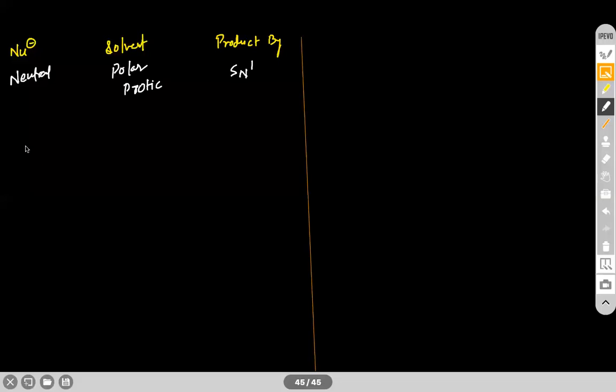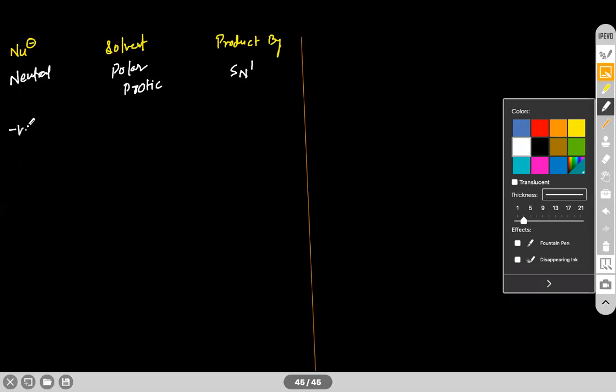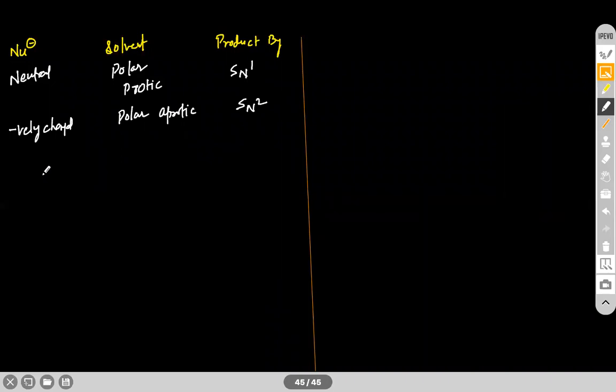If the nucleophile is negatively charged and the solvent is polar aprotic, we know polar aprotic solvent favors the SN2 mechanism. All these we are doing for 2-degree alkyl halide. Okay, so a neutral nucleophile is comparatively weak, that we have also discussed. A negatively charged one is comparatively strong.